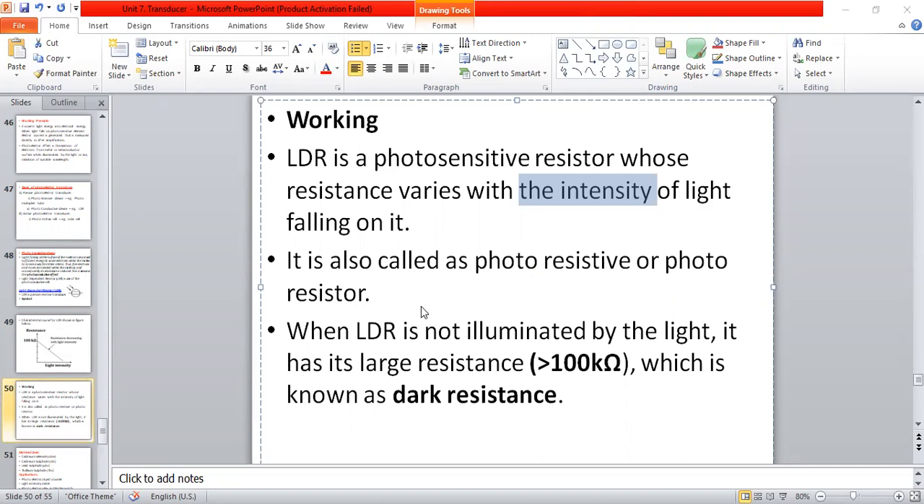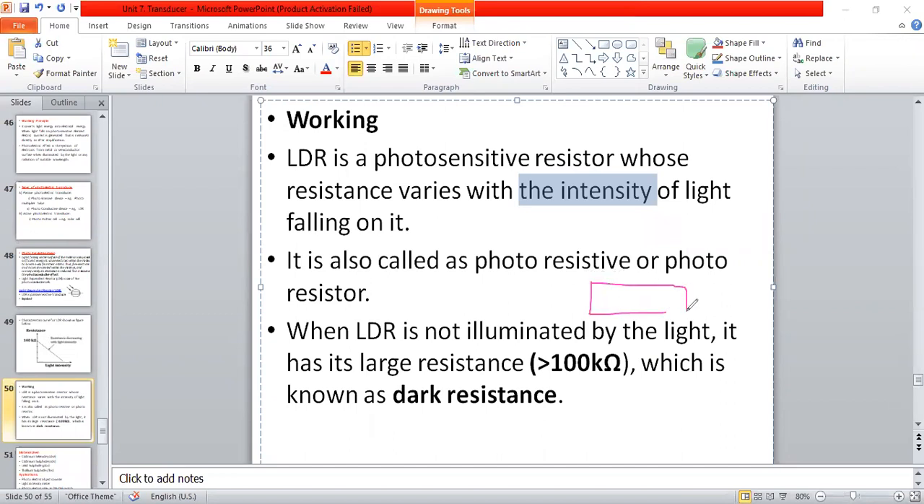Already I told that one. LDR is called photoresistive or photoresistor. Light dependent resistor. Light is nothing but photo here now. So resistive or resistor we are going to call. When LDR is not illuminated by light, it has a large resistance, more than 100 kilo ohm, which we call dark resistance. Whenever it has the maximum resistance, it is called dark resistance.